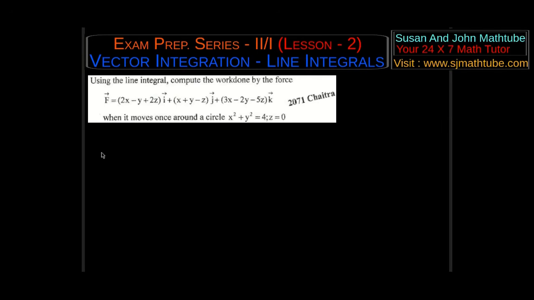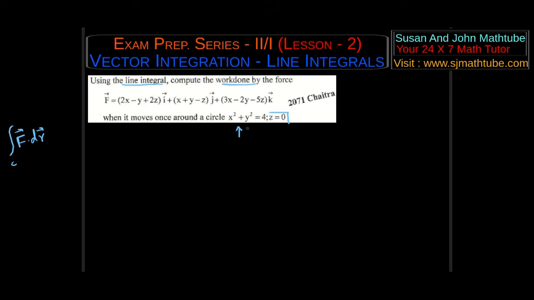Okay, so this is a question they asked long back, 2071. Using the line integrals, compute the work done. Now, I told you in the last problem, work done is nothing but integral over c f dot dr, isn't it? So we are asked to find integral over c f dot dr. And another interesting thing, z equal to 0. That means we are in 2 dimension. And finally, we have a circle.